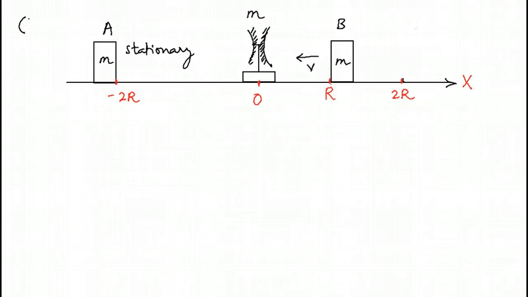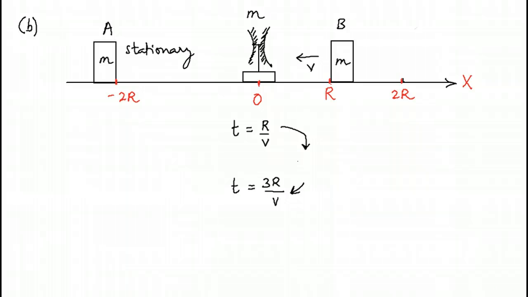Now we can turn our attention to part B. Remember this diagram which we have drawn corresponds to the time t equal to r divided by v, and in part B we want to find out what happens at t equals 3r upon v. We will do that, but before that there is a very important intermediate time between these two times, and we have to find out what happens around that time, and that time is t equals 2r divided by v.